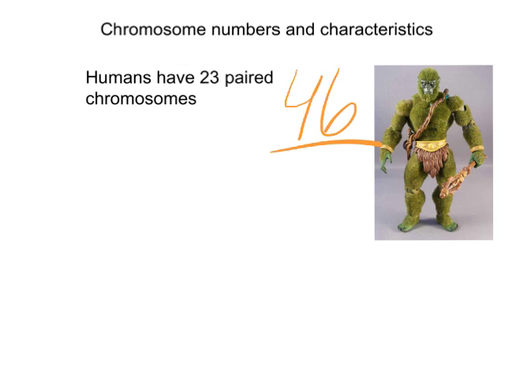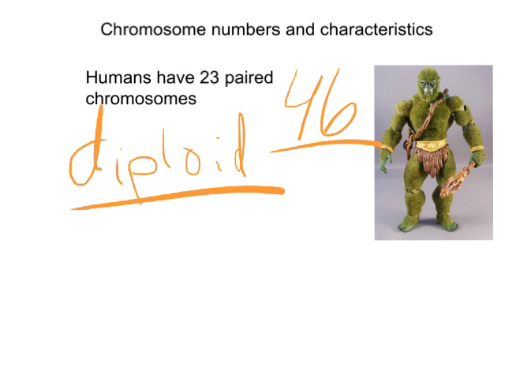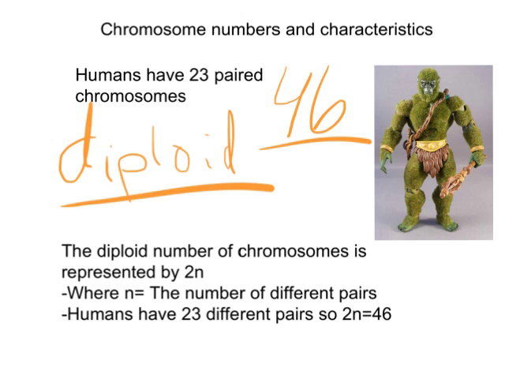Cells having 2 of each chromosome are said to be diploid. Any cell that has the full complement, or the full set, is said to be diploid. When you think about it, the diploid number of chromosomes is represented by 2n, where n is the number of different pairs. Humans have 23 different pairs, so 2n equals 46. So I have that down there.